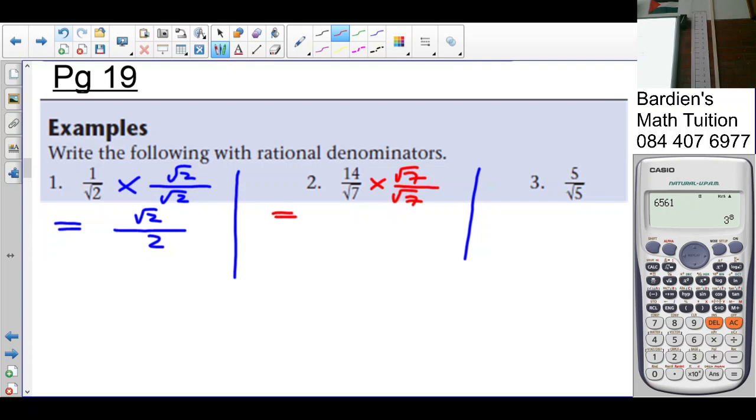So what is 14 times root 7? 14 root 7, yes. What's root 7 times root 7? 7. But what do you notice now? 7 can cancel. 7 going into 7 once, 7 going into 14 twice. There's going to be 2 root 7 over 1, which is 2 root 7. You guys understand? Right. Try number 3 quickly.